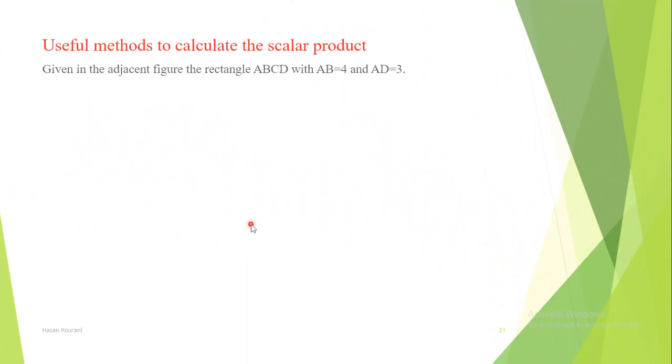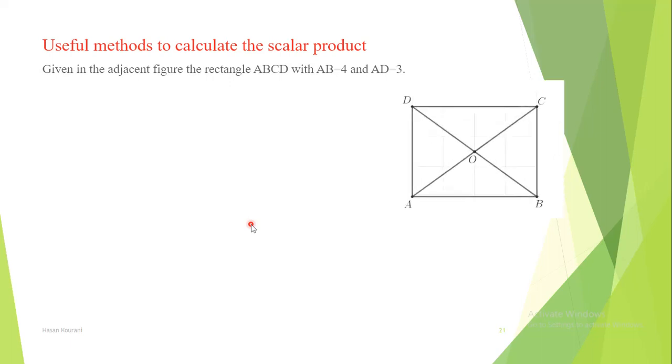At the end, we have some useful and important methods to calculate scalar products as an application. Consider in the adjacent figure this rectangle ABCD with length AB 4 units and AD equal to 3 units, and you are asked to calculate AB dot AC, AB vector dot AC vector. This is the only given for us. Think about a way to calculate AB dot AC.